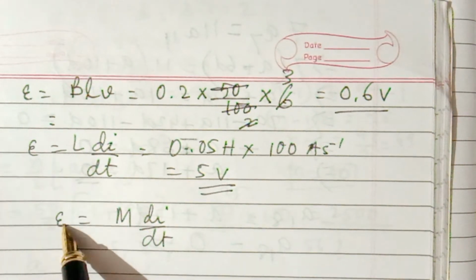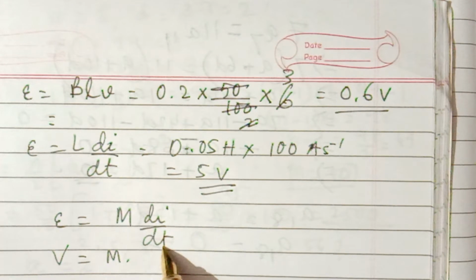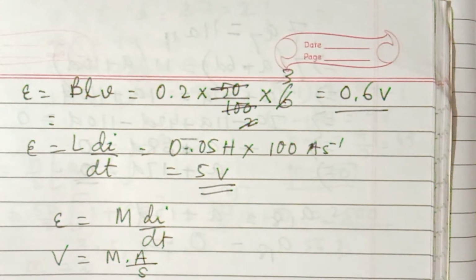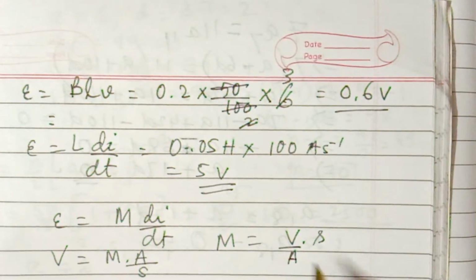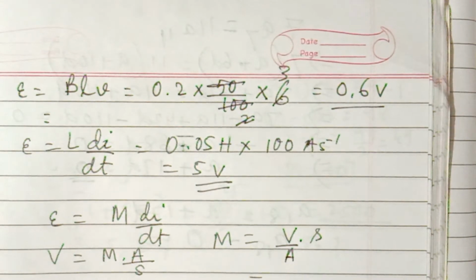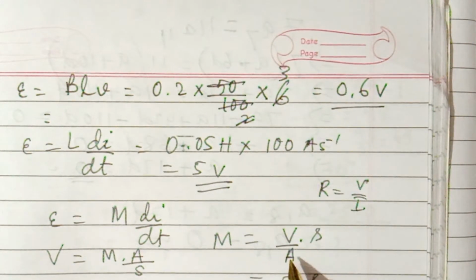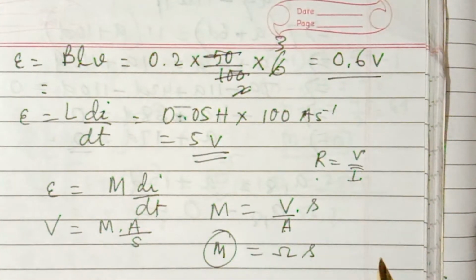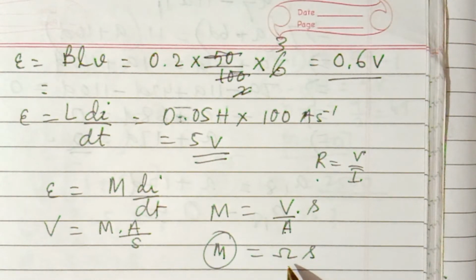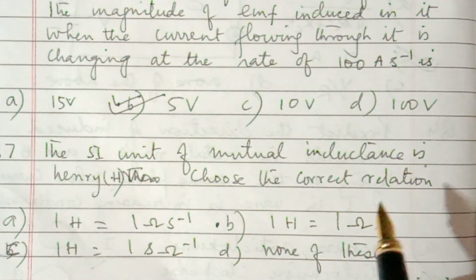Just we need units, so no need to put the sign here. So then what is E? This is V. di by dt means current by time, so ampere by second. Then M will be equal to volt second by ampere, and volt by ampere is ohm, so ohm second. Since R is equal to V by I, volt by ampere, that is resistance, that is ohm. So that means the unit of mutual inductance can be related with ohm second. So this ohm second is correct.